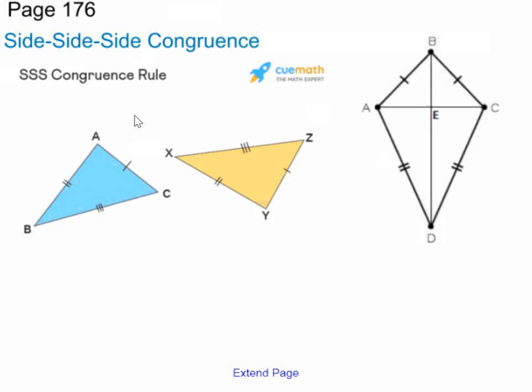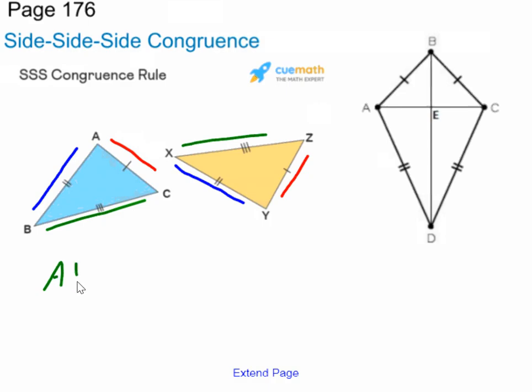So here I have AC, which is the same length as YZ, and I have AB, which is the same length as XY, and I have the same BC as for XZ. So I can say triangle ABC is congruent to triangle, and this is important, the order here matters.